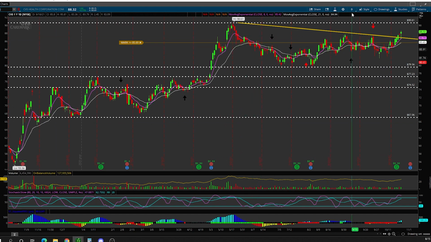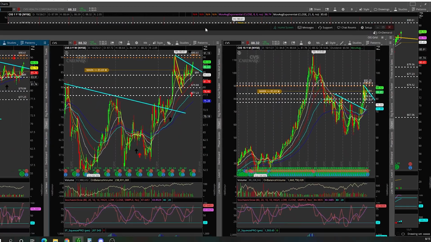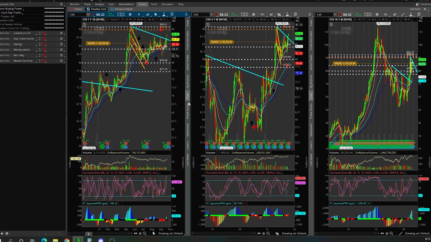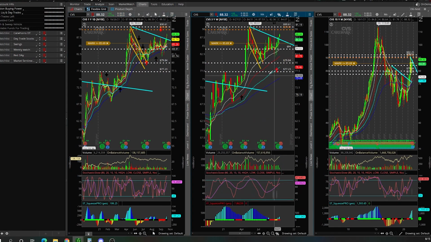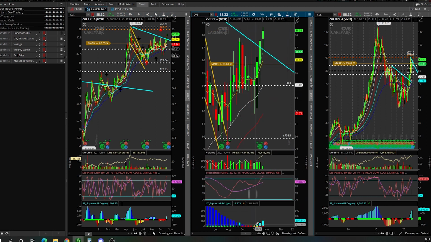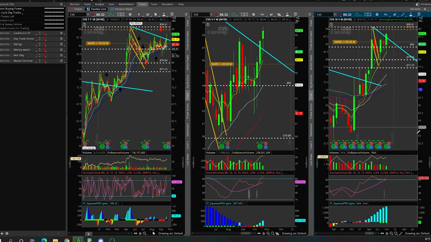So the very first thing you're going to do is set up a flexible grid that has the monthly, weekly, and daily time frame, as you can see right here. Now on these time frames, some things that I am looking at, first off, is there a higher time frame squeeze? So that is the very first thing I am looking for.